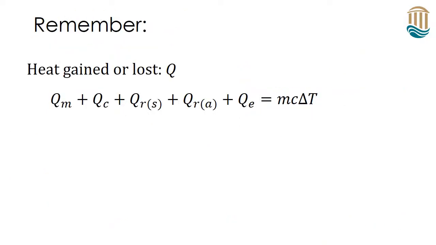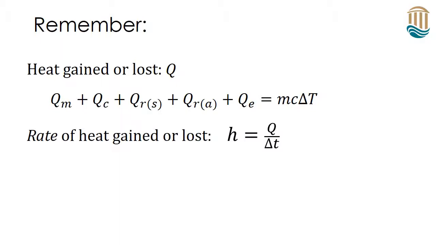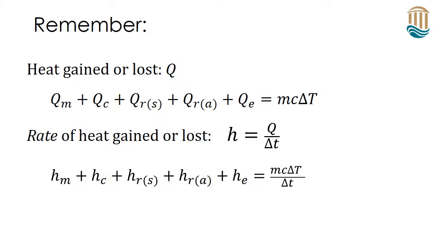Remember that the variable for the amount of heat gained or lost is Q, measured in joules or kilojoules, and that the variable for the rate of heat transport is H, measured in joules per second, or as we'll be using mostly in this section, kilojoules per hour. Since most disciplines deal with rates of heat transport, we'll mostly be writing this relationship as the rate equation.